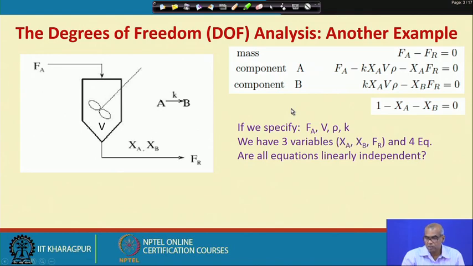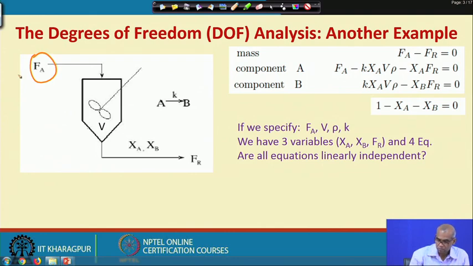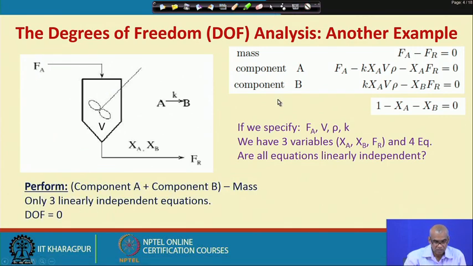So, the question we ask now is, if we specify FA, V, density of the reactant liquid inside the reactor, and reaction rate constant k, we have three variables XA, XB and FR, and we have 4 equations. So, 3 variables, 4 equations. What is the degree of freedom? Before that, we need to ask ourselves, are all the equations linearly independent? In fact, they are not.